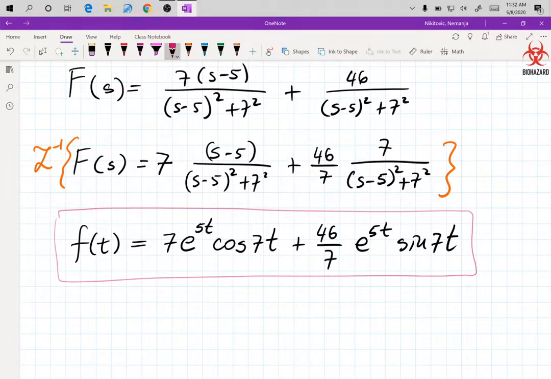That should be the answer, because s minus 5 makes the translation, right? Which is why we have this term multiplied into cosine. And then the standard s over s squared plus 7 squared is the one that gives you cosine 7t. But because s was minus 5, then you have e to the 5t in front, and there was a 7 in front also as well. So this is how we use the translation. It's a little bit tricky.